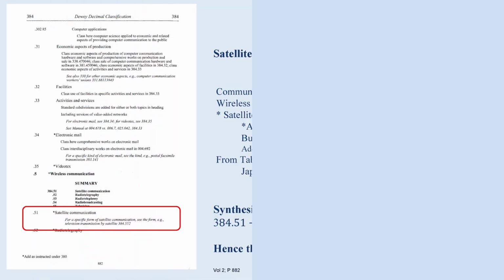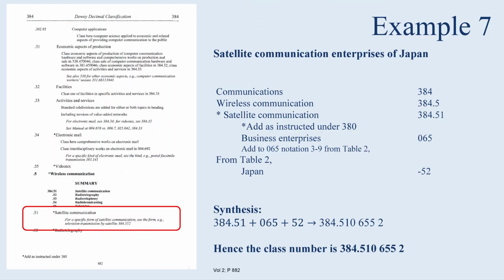Okay, next the title is Satellite Communication Enterprises of Japan. So you can see that it is a type of communication, but the book deals with enterprises which deal with a particular type of communication in a particular country. So there are three facets in this title. One is satellite communication, another one is enterprise, and finally the area notation for the country Japan.